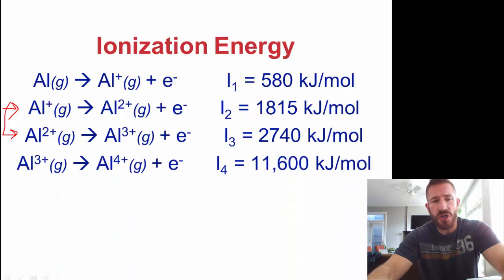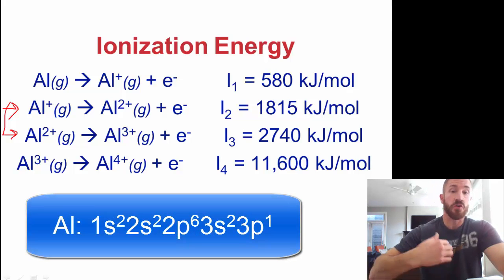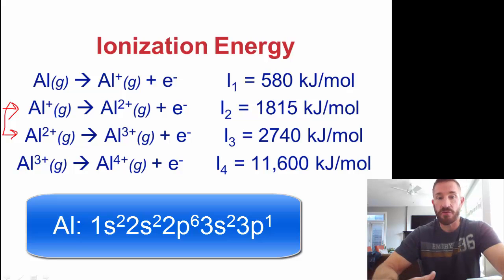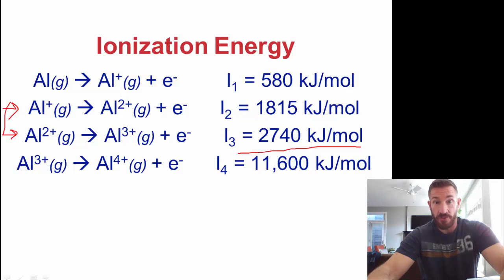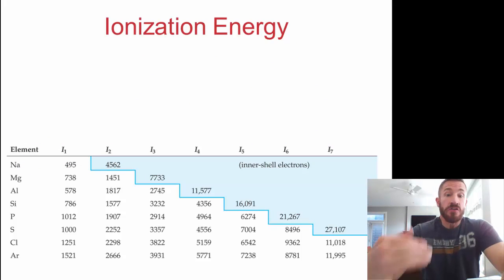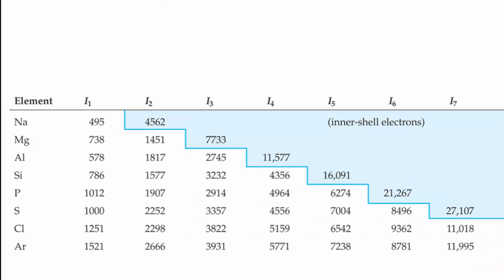Then there's a huge jump in energy because we're removing an electron from a 2p orbital. So this is a core electron, so it's much closer to the nucleus. So a huge amount of energy is required to remove that next electron. This big jump in energy is something we're going to look for whenever a core electron that's closer to the nucleus is removed. You see in this chart, there's a difference between the inner shell or core electron removal versus any of the valence shell electrons. We just looked at aluminum.